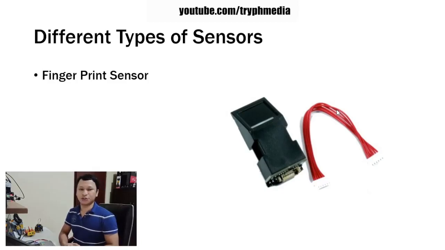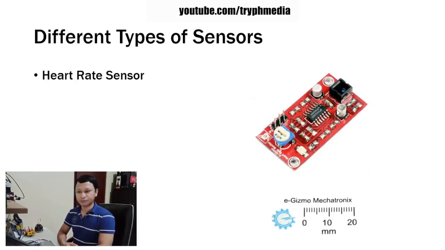But of course, during the COVID-19 pandemic, this type of sensor is not very useful because people are afraid of contamination. So we don't usually use these kinds of sensors when there's a pandemic, just like what we had with COVID-19.